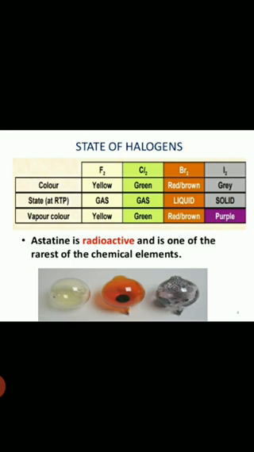Now if we see the vapor color, fluorine will be yellow vapors, chlorine green, bromine reddish brown, and iodine purple. Students, astatine will exist in the form of At only, and it is radioactive and is one of the rarest of the chemical elements.